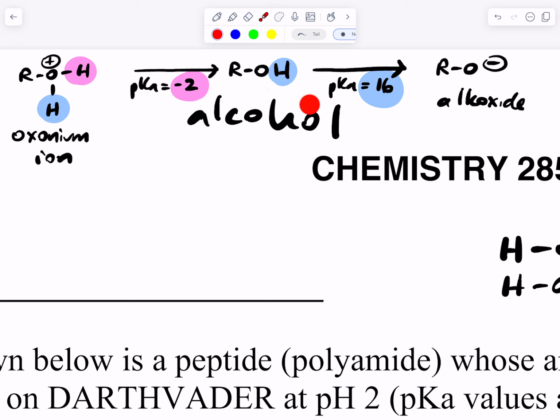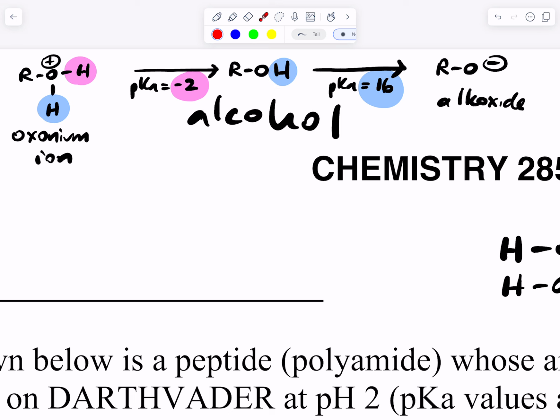Now we're worried about, can the neutral alcohol lose its proton to become the alkoxide? We make a second comparison. pH is 2, pKa is 16. If pKa is greater than pH, the proton is still there. So we conclude the neutral form dominates.